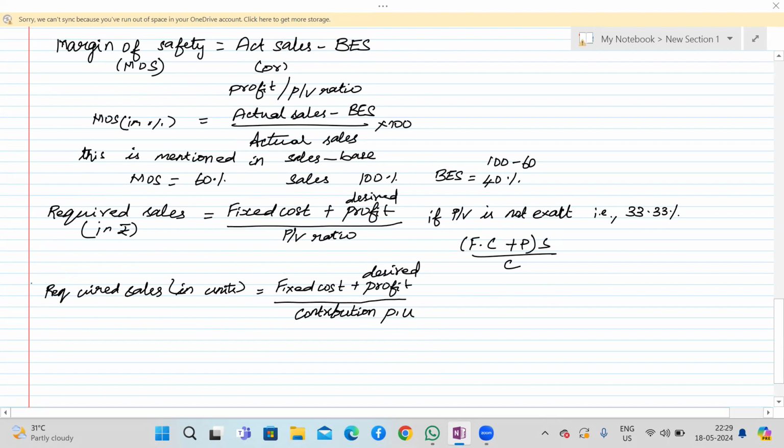Then, if I want to calculate how much profit I want to earn, required profit is equal to desired sales into PV ratio minus fixed cost.